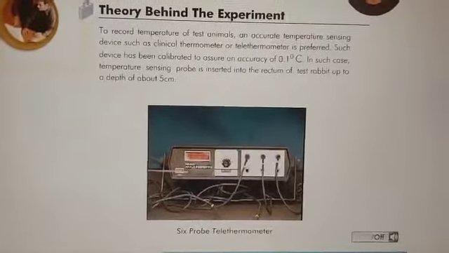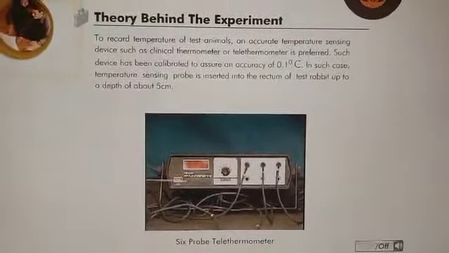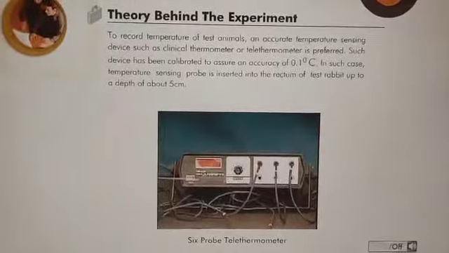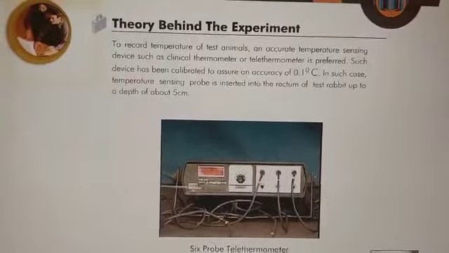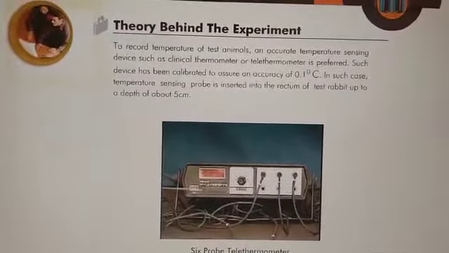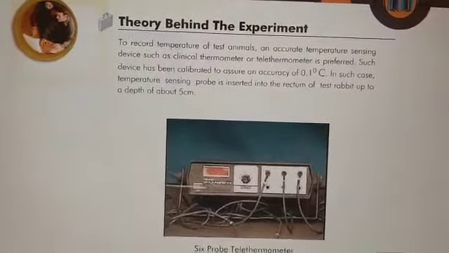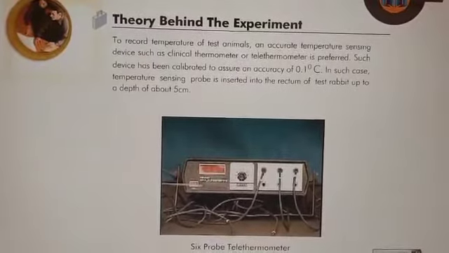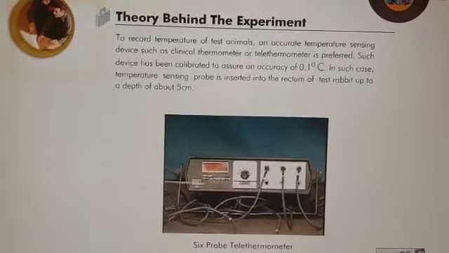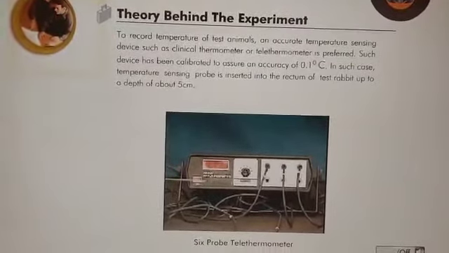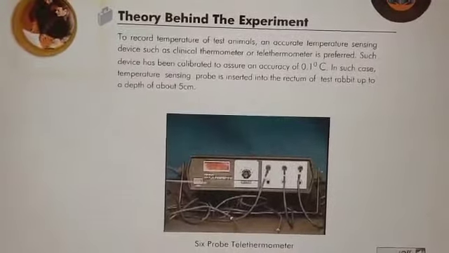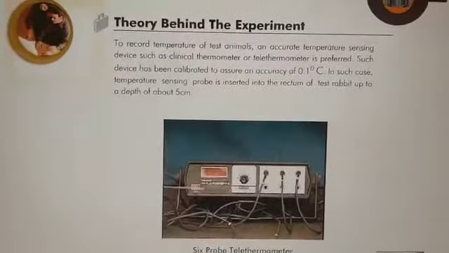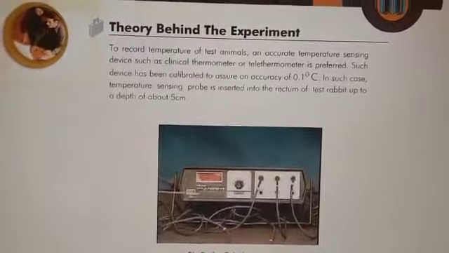To record the temperature of test animals, an accurate temperature sensing device such as a clinical thermometer or telethermometer is preferred. Such a device should be calibrated to assure an accuracy of 0.1 degree Celsius. In such a case, the temperature sensing probe is inserted into the rectum of the test rabbit up to a depth of about 5 cm.